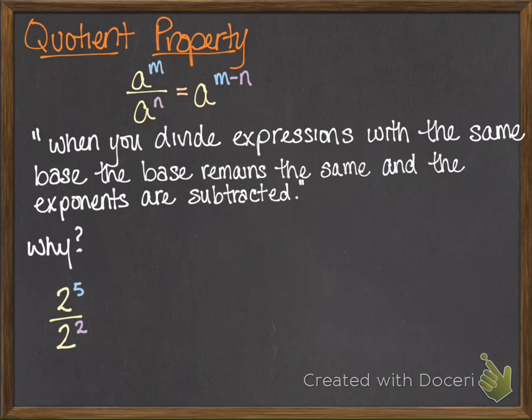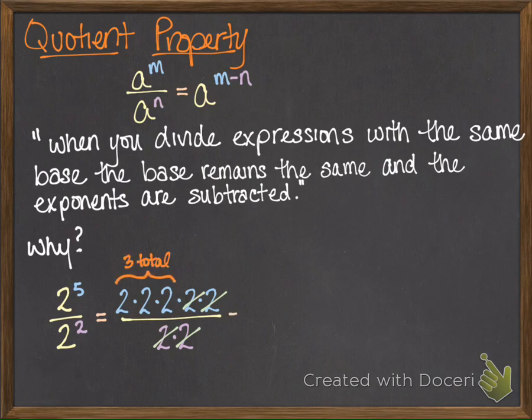Here we go on the explanation. If I have, for example, 2 to the 5th over 2 squared, I can rewrite that as 5 2's over 2 2's. Understanding how we simplify fractions, 2 of those 2's are going to cancel, leaving us with 3, which is 2 cubed. Coincidentally, 5 minus 2.